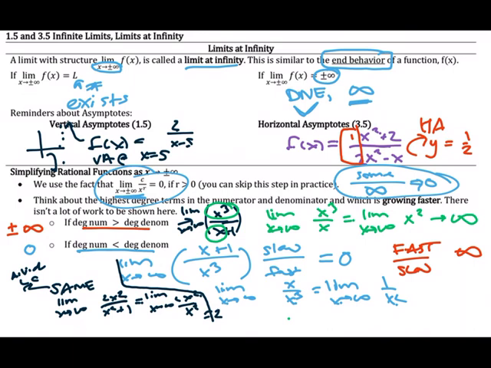So keep these three scenarios in mind when you have a rational expression. Is the degree of the numerator greater than the degree of the denominator? If so, is that tending towards infinity or negative infinity? Is the degree of the numerator less than the degree of the denominator? That's tending towards 0. Are they the same? Then divide the leading coefficients, just like you would to find the horizontal asymptotes. Let's look through some examples.